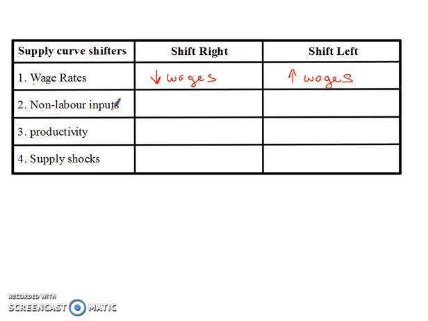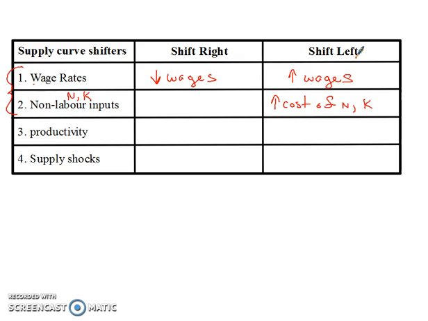Now, non-labor inputs is the same thing. It's the same concept, only now instead of talking about wages, when I say non-labor inputs, I'm talking about land and capital. So really these together are land, labor, capital, and entrepreneurial skills. The labor's captured up here, the land and capital is captured here, but the concept is the same. If you get an increase in the cost of land and capital, then that's going to make it more costly to produce goods and services.